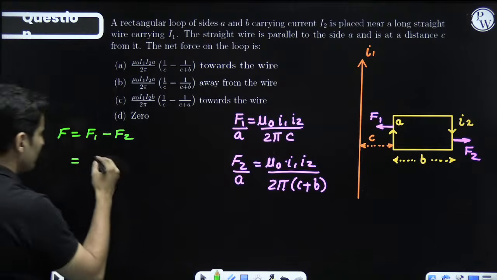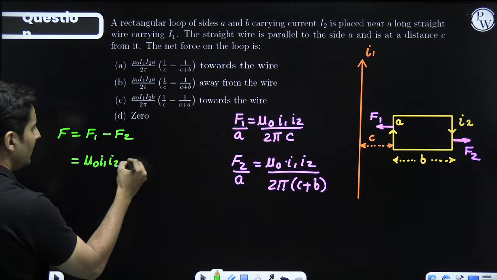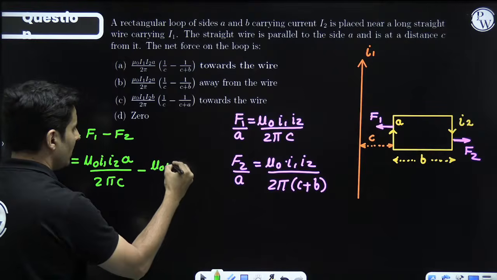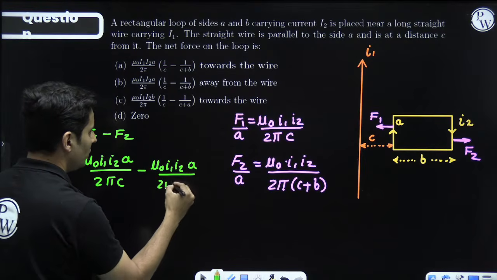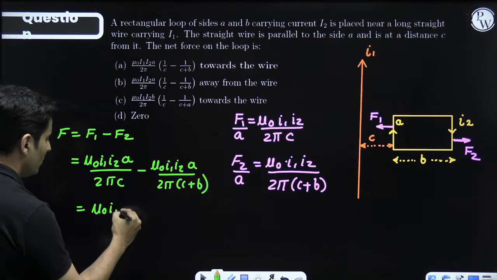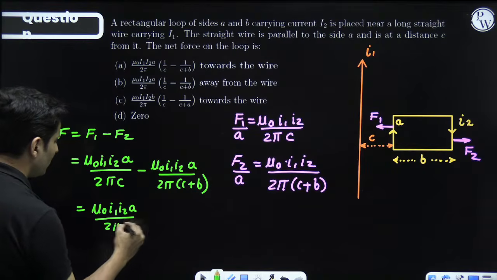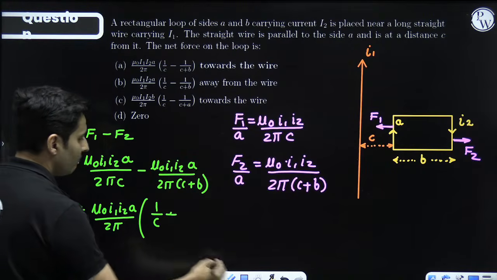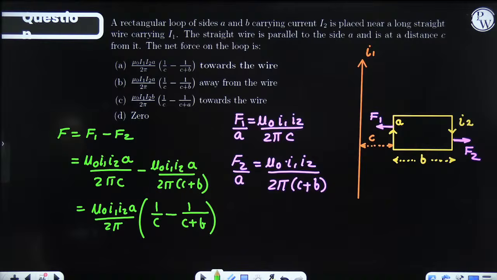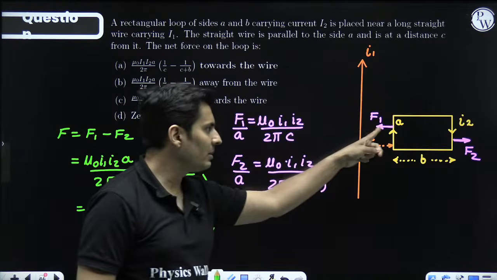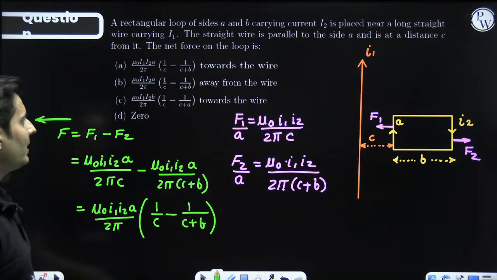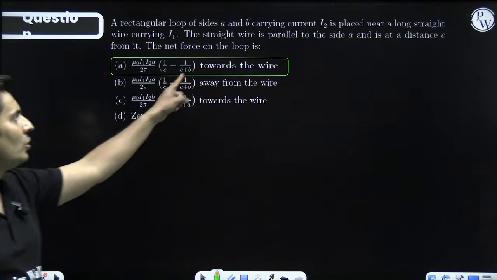F1 is mu naught I1 I2 A divided by 2 pi C. F2 is mu naught I1 I2 A divided by 2 pi times C plus B. A lot of things cancel: mu naught I1 I2 A is common, 2 pi is also there, and here we'll have 1 by C minus 1 by C plus B. And which direction will it be? F1 will be strong, F2 will be weak. So the net force will be towards the wire. That's the answer, towards the wire.